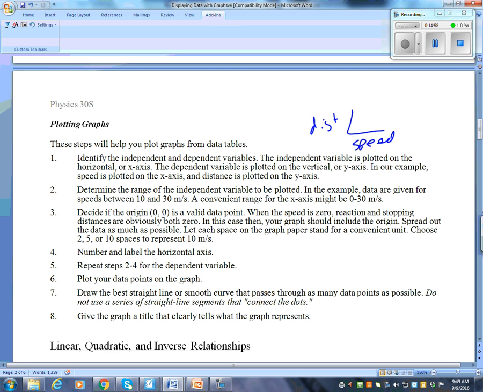Decide if the origin is a valid data point. The origin is at 0, 0. If you're traveling 0 meters per second, what is your reaction distance? 0. So is 0, 0 a valid data point? Yes. Are you going by what they're saying, or did you come up with that answer on your own?